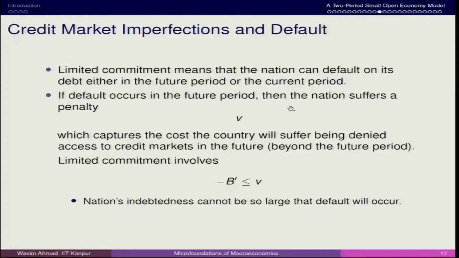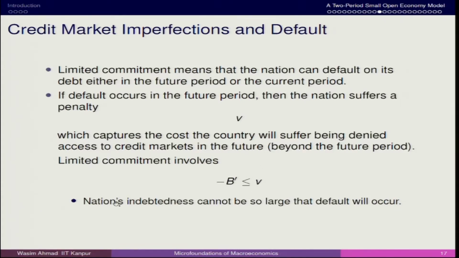If the country is going to default, then it is not going to have the access to the world credit market, it will not be able to borrow. So, if default occurs in the future period, then the nation suffers a penalty. So, this is the V amount, which captures the cost the country will suffer being denied access to the credit market. So, limited commitment means that whatever is the borrowed amount that the country is having is less than or equal to V, which is the default amount.